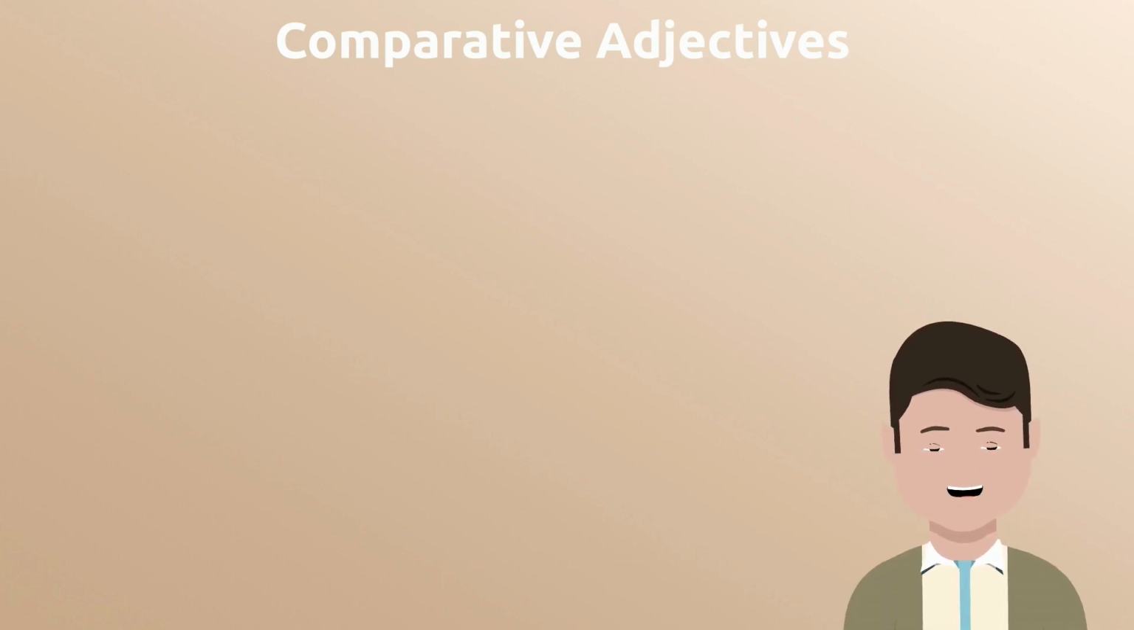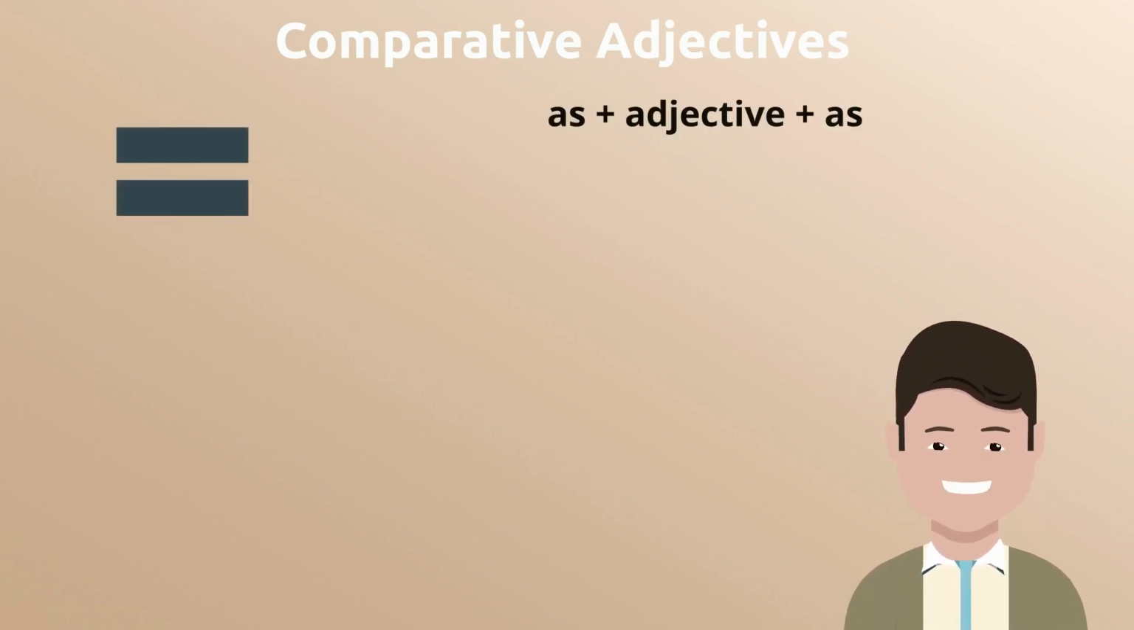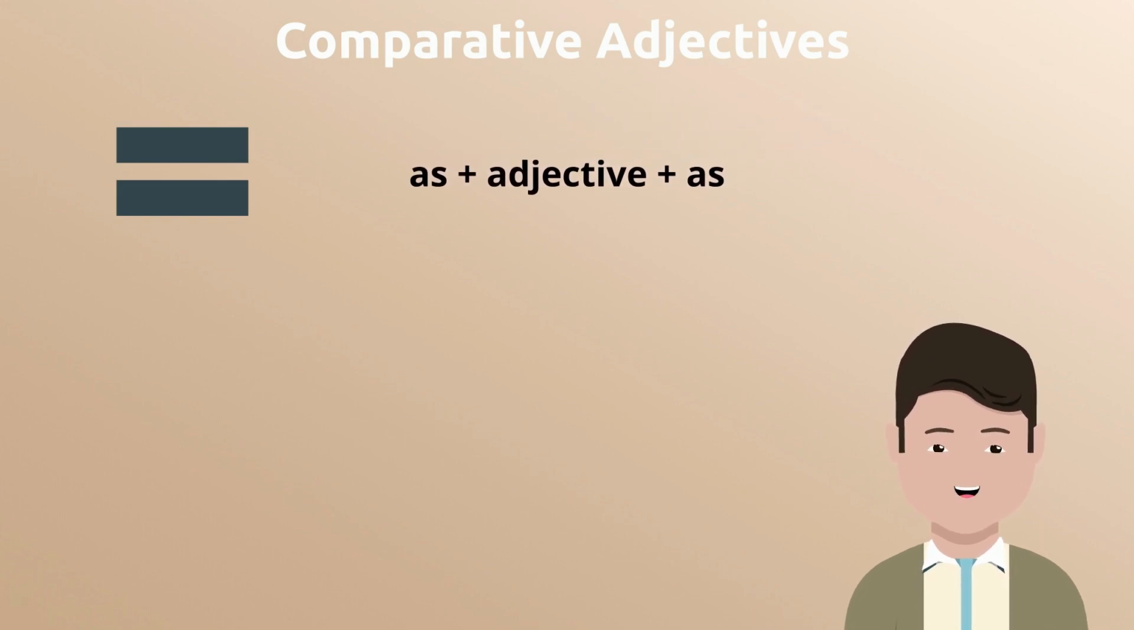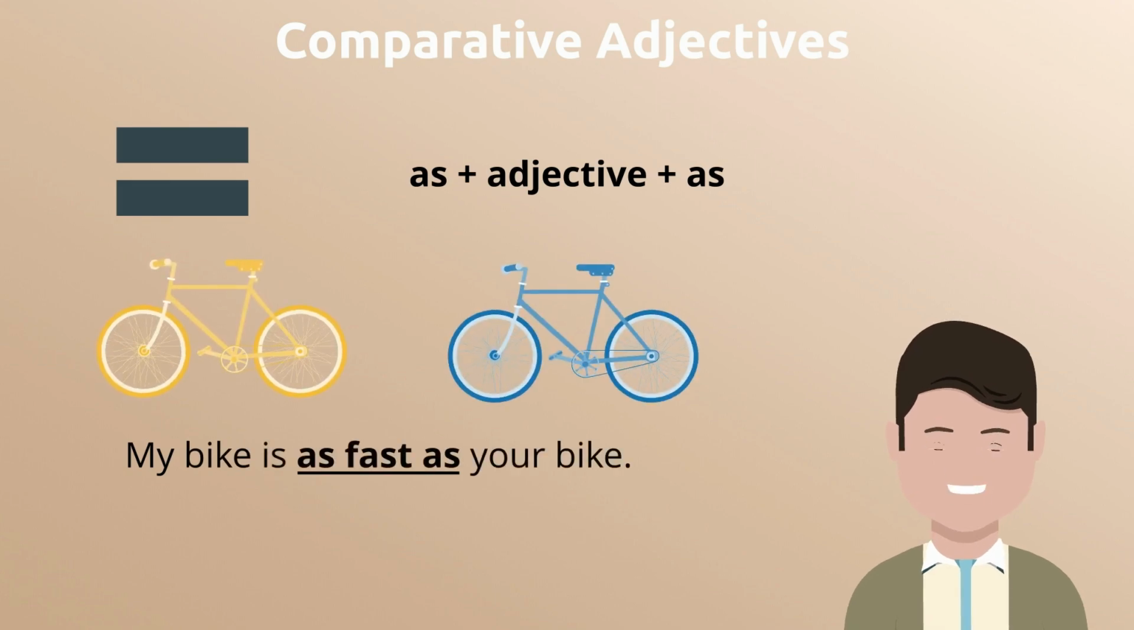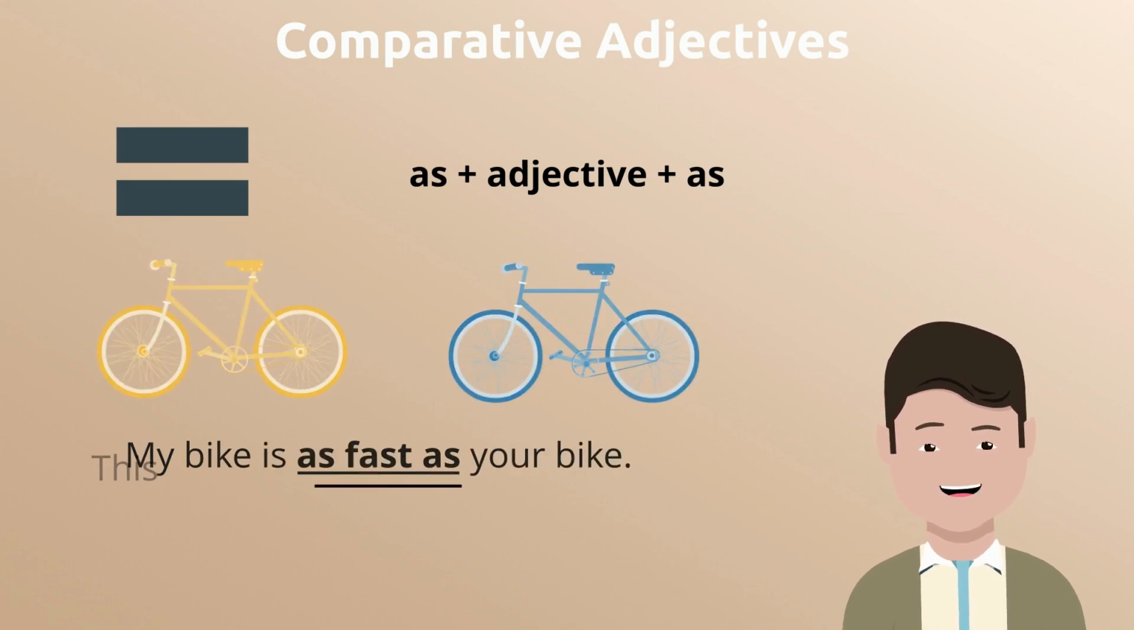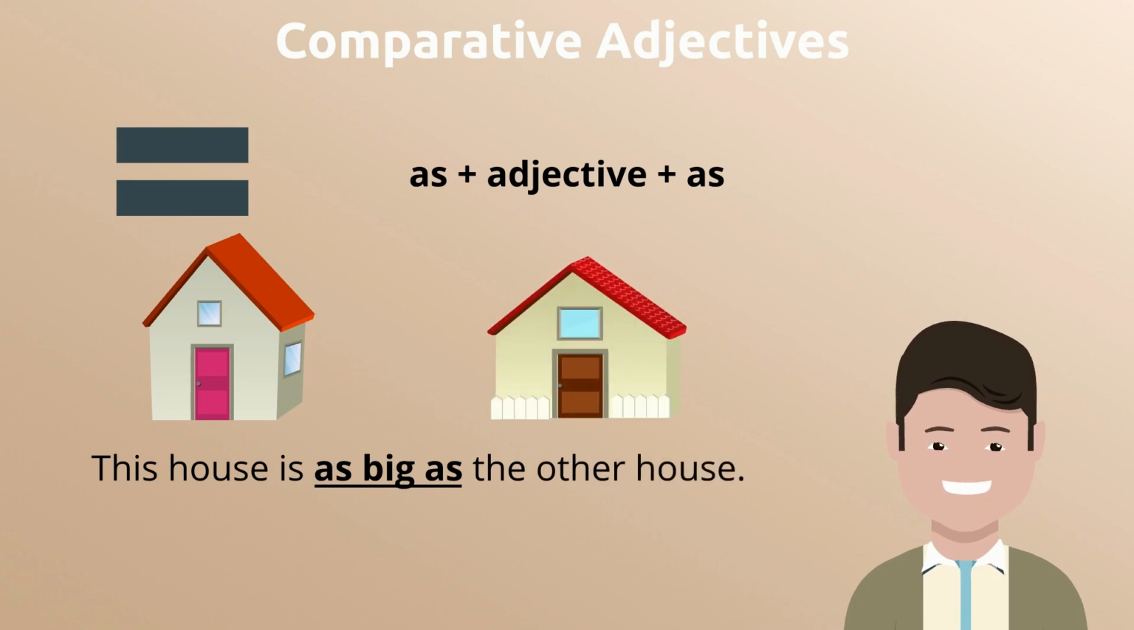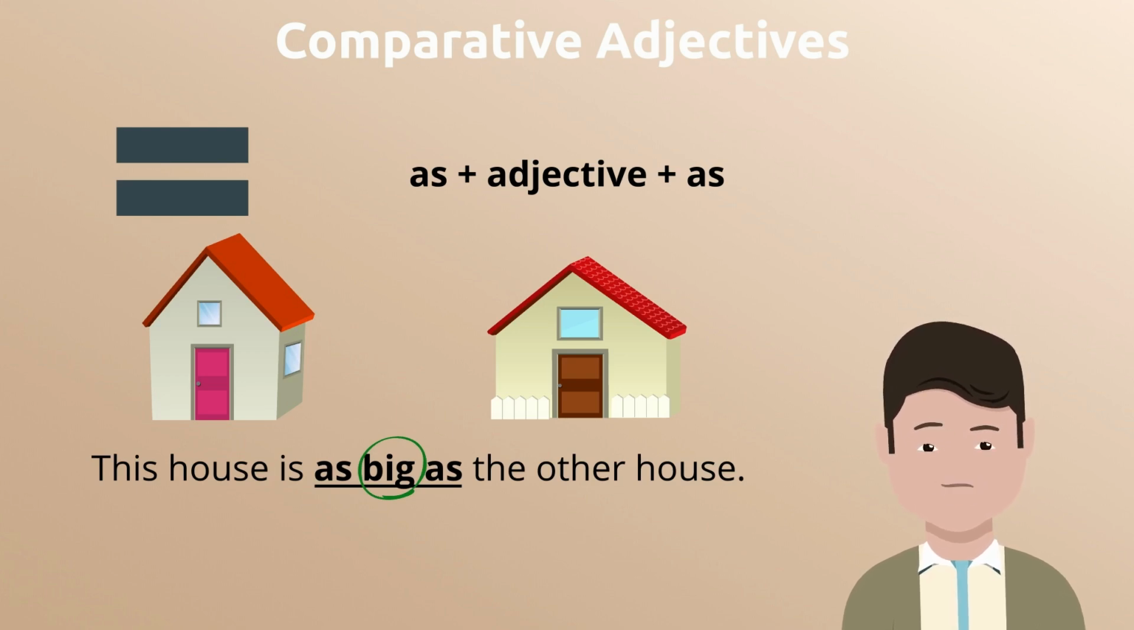When we want to say two things are equal, we can use as plus adjective plus as. For example, my bike is as fast as your bike. This house is as big as the other house. Notice we do not change the adjective into comparative form when we use as.